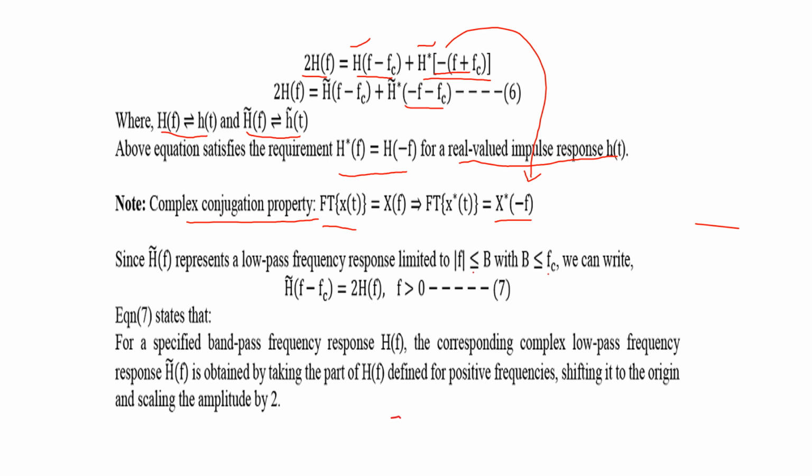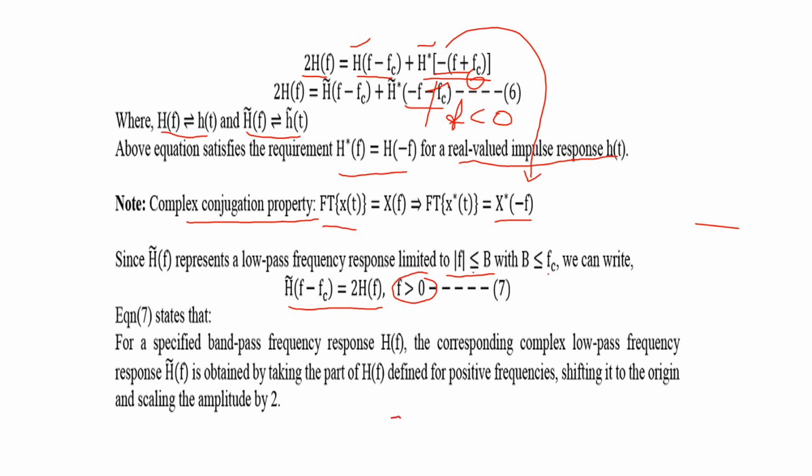So h tilde of f represents the low pass frequency response limited to f greater than or equal to minus b and b less than or equal to fc. So h tilde of f minus fc is equal to 2 into h of f only when we consider f greater than 0, eliminating f less than 0. Considering the even symmetry, that is considered as the negative frequency. So this is the condition when f is less than 0, so we are eliminating it and considering only the positive frequency signal.